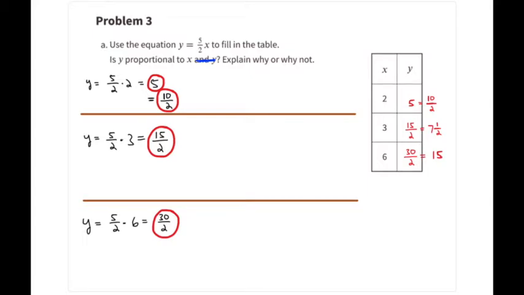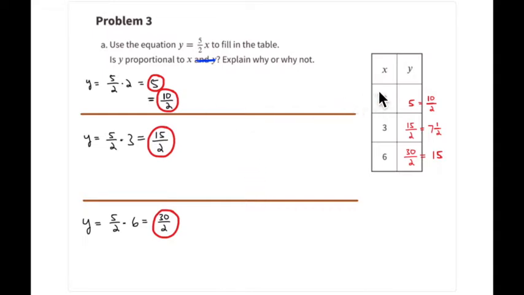This is problem number 3. And in problem number 3, there are 2 parts, an A and a B. And in the A part, you're given the equation y equals 5/2 x. Asked to fill in this table and asked to explain whether y is proportional to x or not, and explain why or why not.